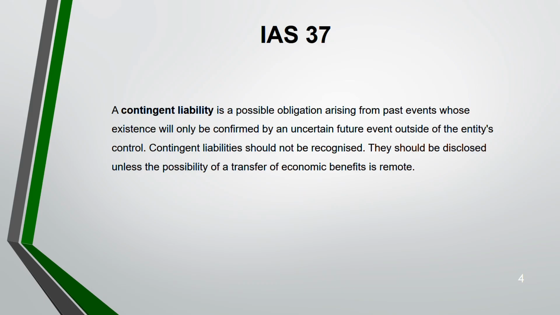A contingent liability should not be recognized. You will only disclose it if there is a possibility of transfer of economic benefit. But if the possibility of transfer of economic benefit is remote, you do not even disclose it. But if it is very likely that there will be a transfer of economic benefit, then you have to recognize it as a provision. Otherwise, you do not recognize. So you have to see the probability of the transfer of economic benefit. This they will give you in the exam, whether there is a high probability or low probability.